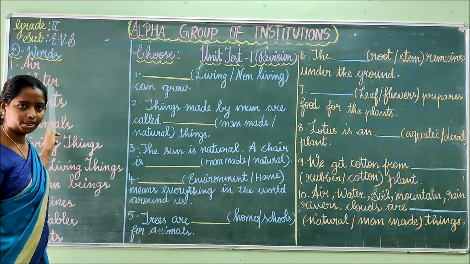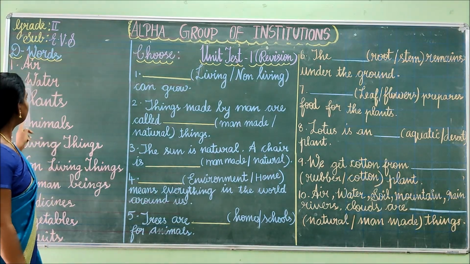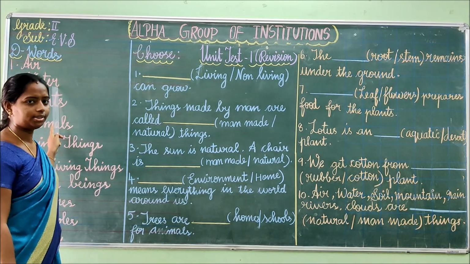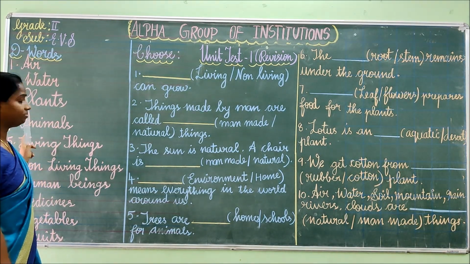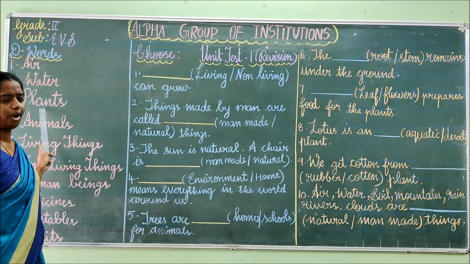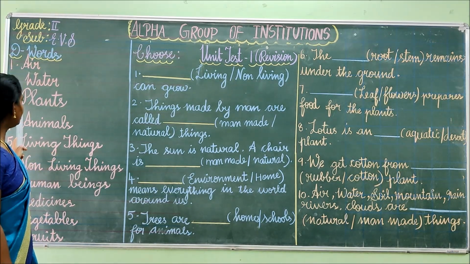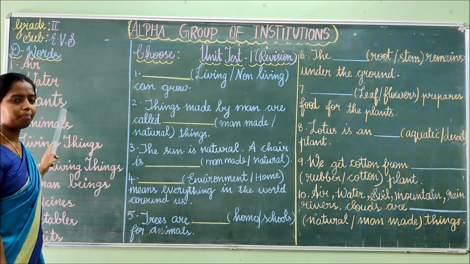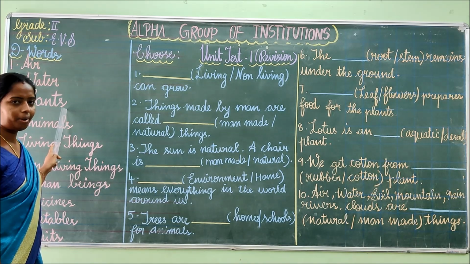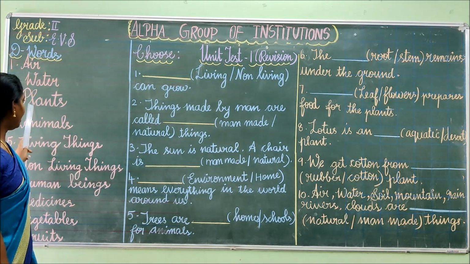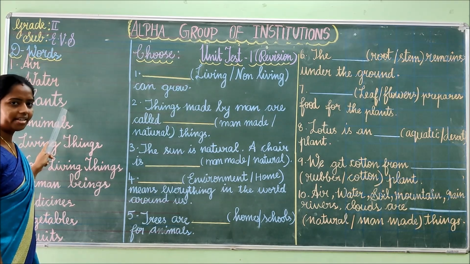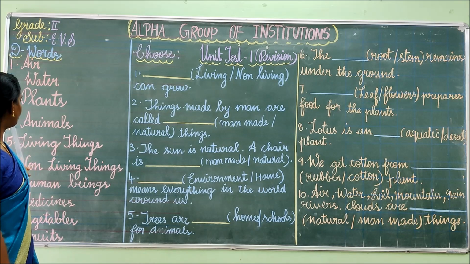W-A-T-E-R. Water. What is the spelling for water? Third one, plants. P-L-A-N-T-S. Plants. What is the spelling for plants, children? P-L-A-N-T-S. Plants. Fourth one, animals.